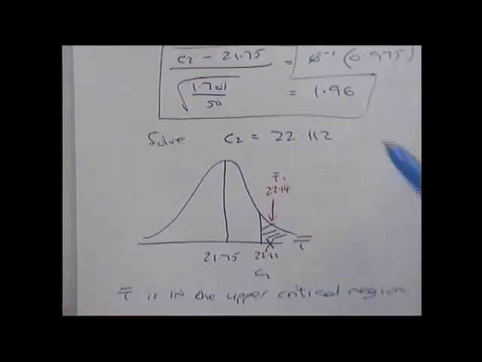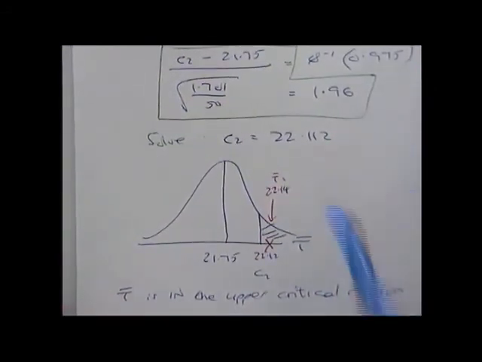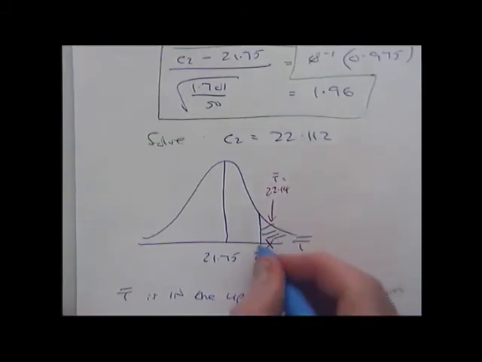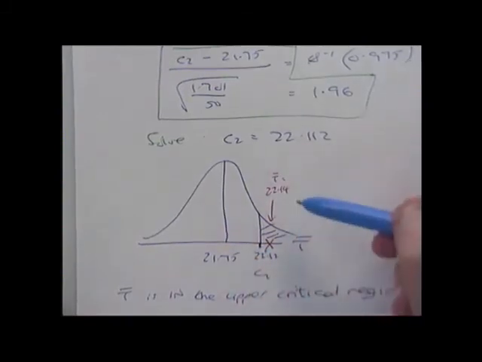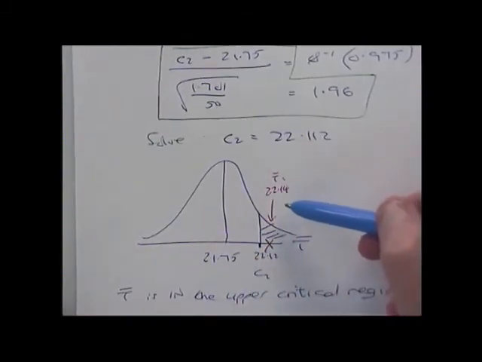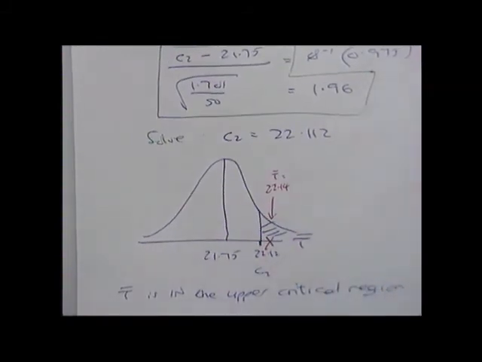Cue me a new drawing. So, I've got my critical value, 22.12, which is here. My test statistic is 22.14, which is higher. So my test statistic is in my critical region. Just checking, what do I do for that? Reject the null hypothesis, yeah, that's right.